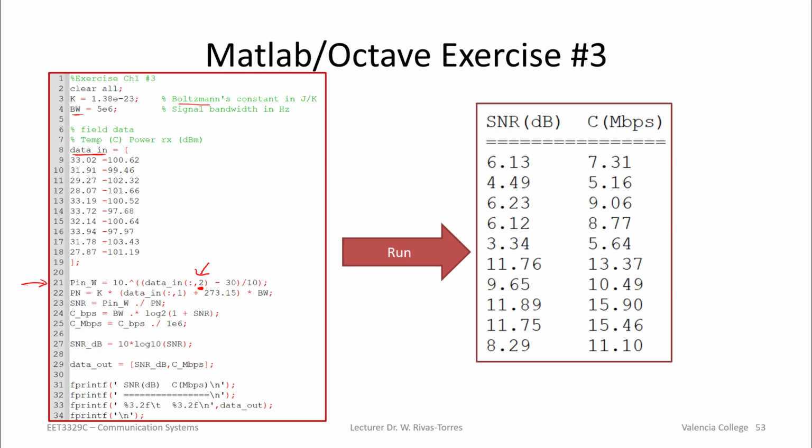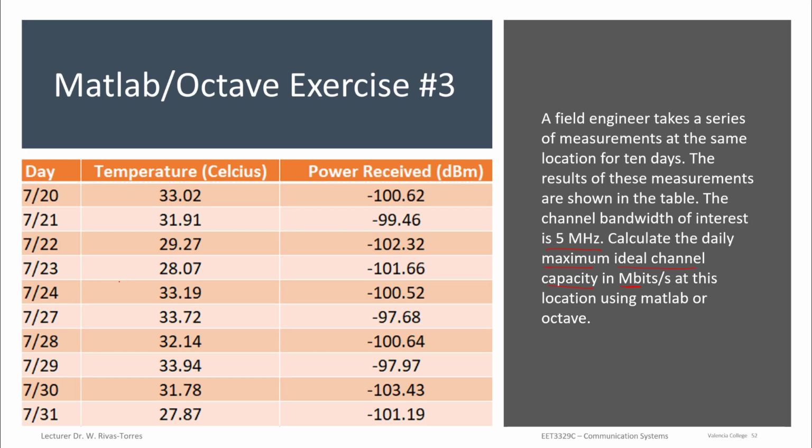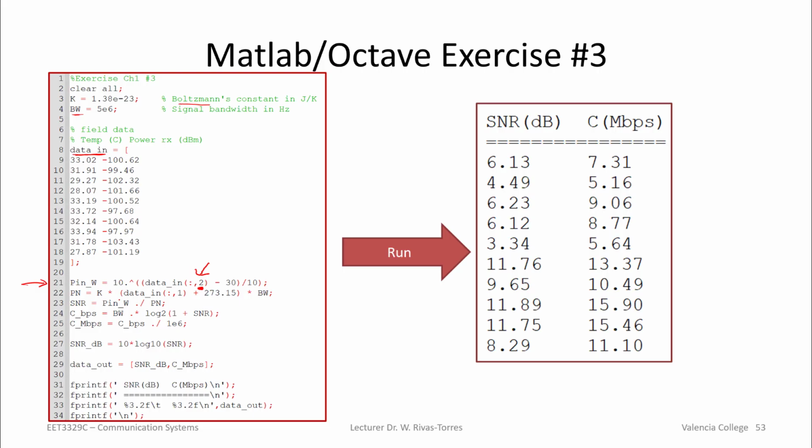I then calculate the noise. I know the temperature is the first column, right? If you go back to the data, it's temperatures in degrees Celsius, right? That's the first column of data. So that's why there's a 1 right here, okay? And notice that I take the data and I add 273, right? And then I do Boltzmann's constant, that's K, times the temperature times the bandwidth, okay?